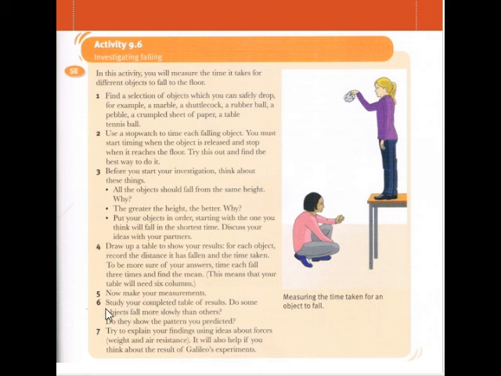Number 6, study your complete table of results. Do some of the objects fall more slowly than others? And then number 7, try to explain your findings using the ideas about forces, weight and air resistance. It will also help if you think about the result of Galileo's experiment that we have learned.